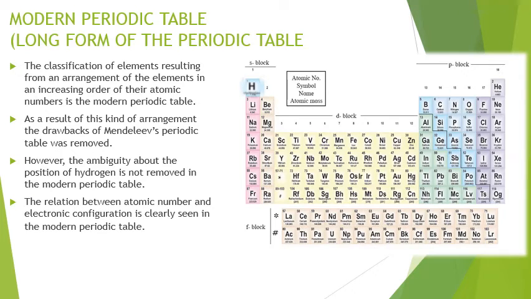Understood? The relation between atomic number and electronic configuration is clearly seen in the modern periodic table. There are lots of relations between the atomic number and the electronic configuration in the modern periodic table. We will be seeing it in the further chapter. Let us study now in detail about the modern periodic table. Following is the video. You see that video, then I will try to explain the modern periodic table to you.